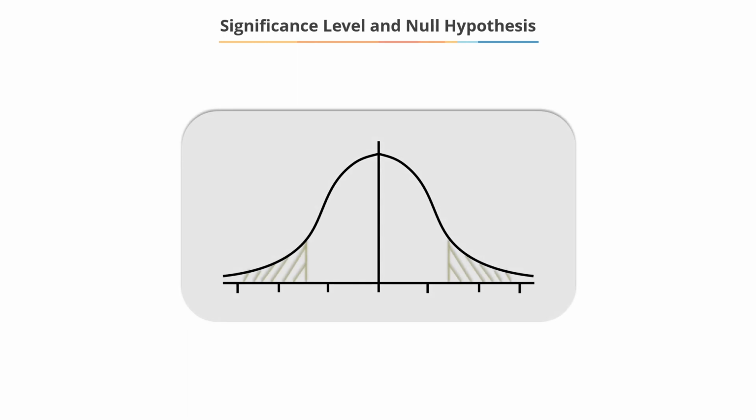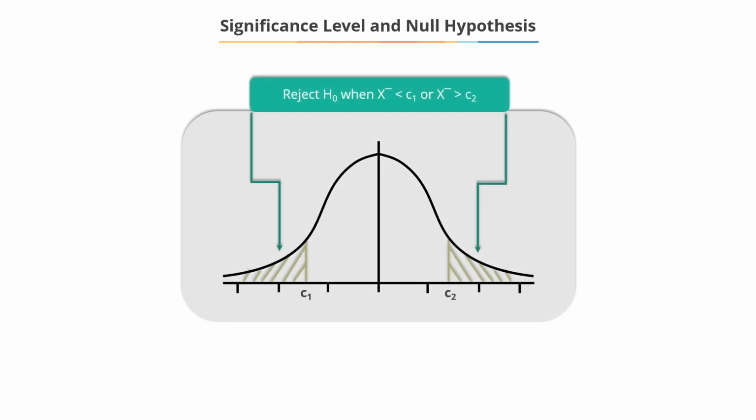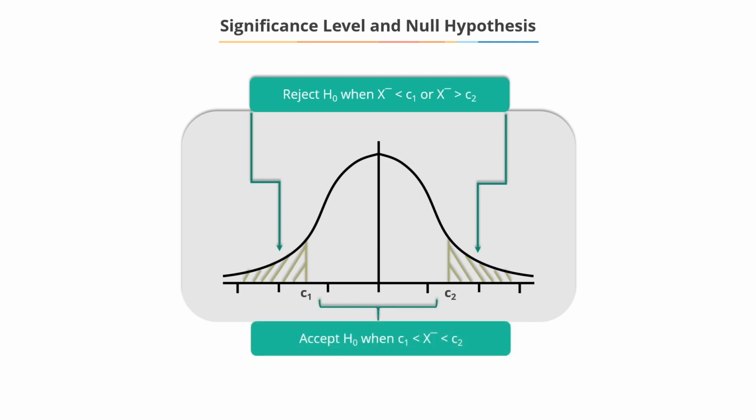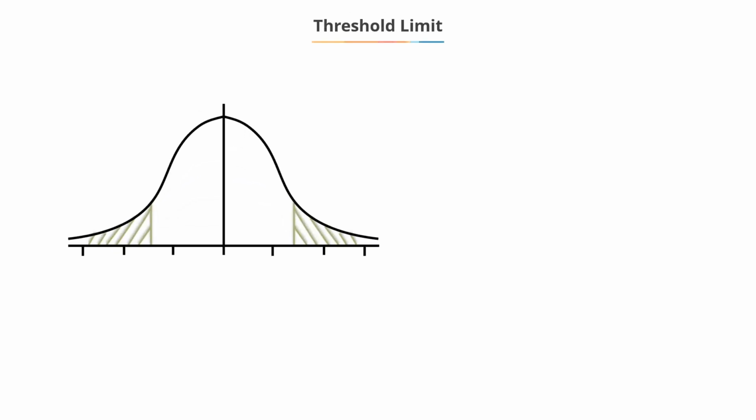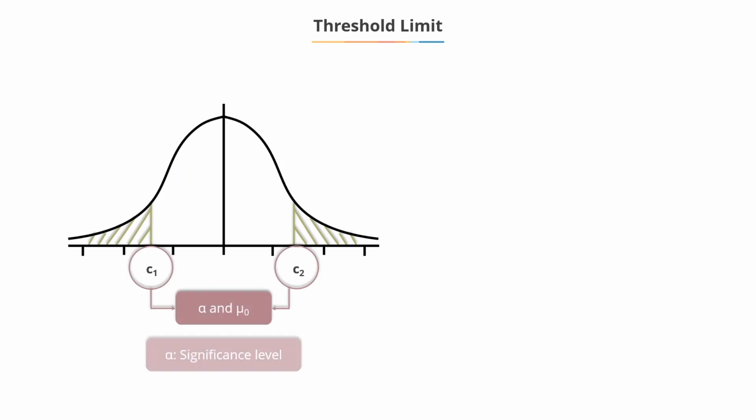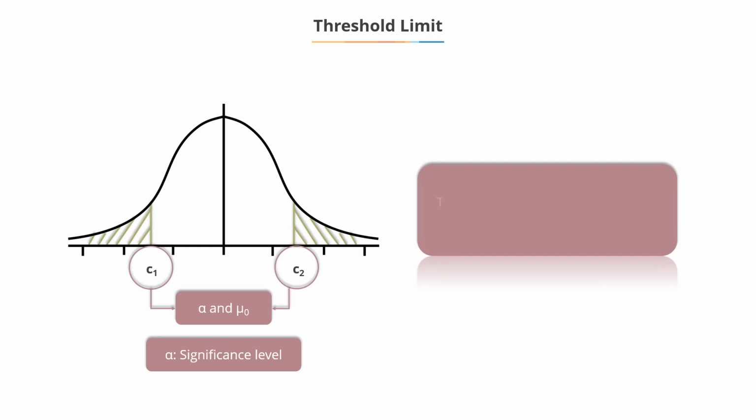You reject the null hypothesis, H0, when x bar is less than C1 or x bar is greater than C2, where the threshold limits are based on alpha, the significance level. In other words, if C1 is less than x bar is less than C2, we accept the null hypothesis. The values of C1 and C2, the threshold limits, depend upon alpha and mu naught. Thus, C1, C2 is the interval within which x bar should lie to accept the null hypothesis.